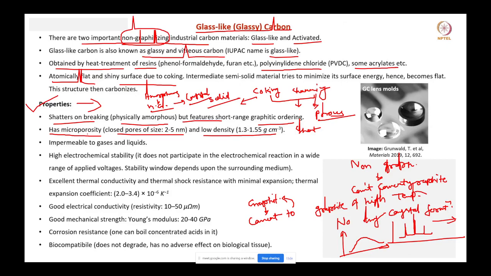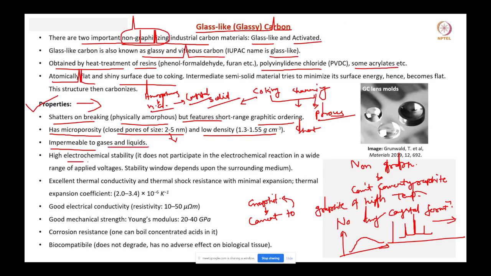Like in coking we get some porosity, but what you will find different here is that the pore size of this carbon material is very small, just 2 to 5 nanometer. In some applications you do need a porous kind of material, and in that application this material is very suitable. The third one is that it is impermeable to gas and liquid.